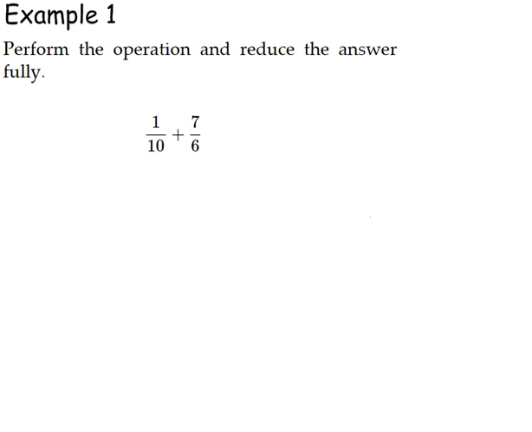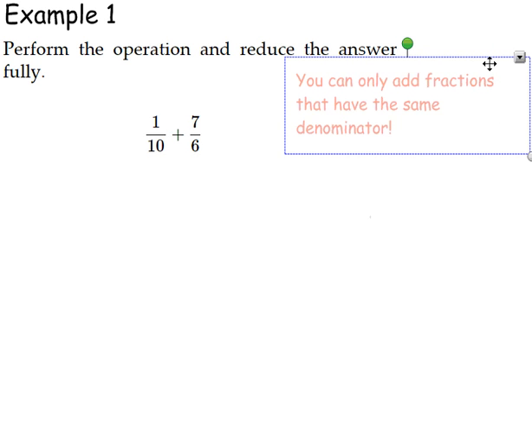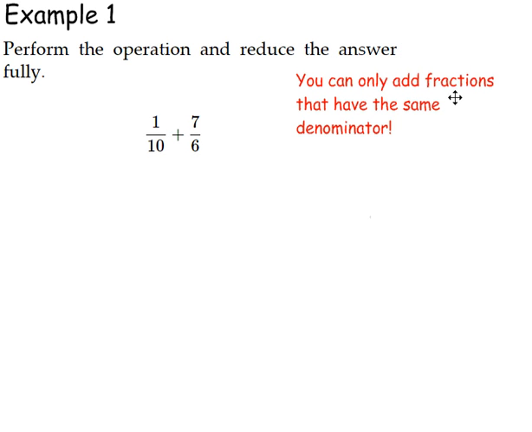All right, now, what happens when the denominators are not the same? Right? What happens when the denominators are different? Well, here's what you need to know. You can only add fractions that have the same denominator. So we have to get the same denominator. So how do we get the same denominator? That's the question we're going to ask ourselves right now. How do we make both of these fractions have the same denominator?